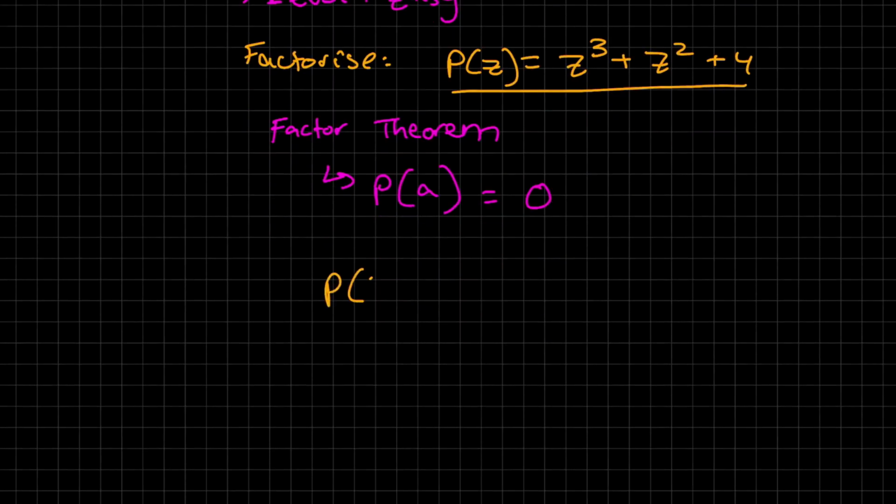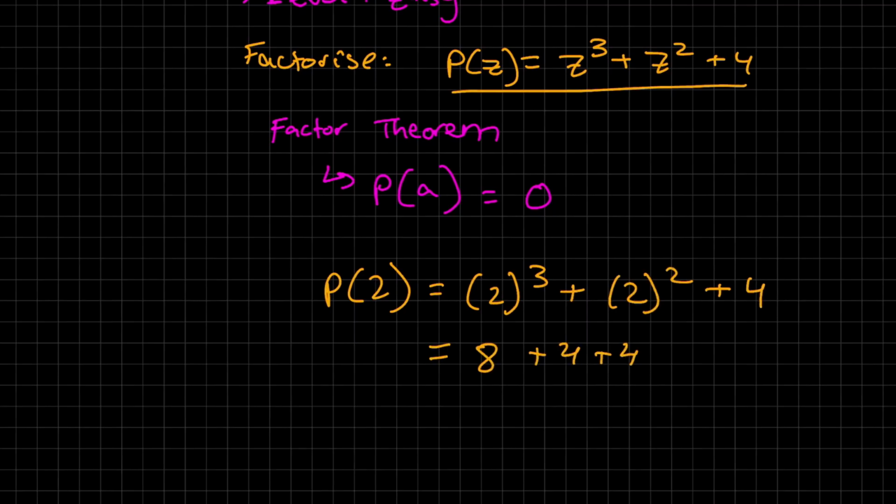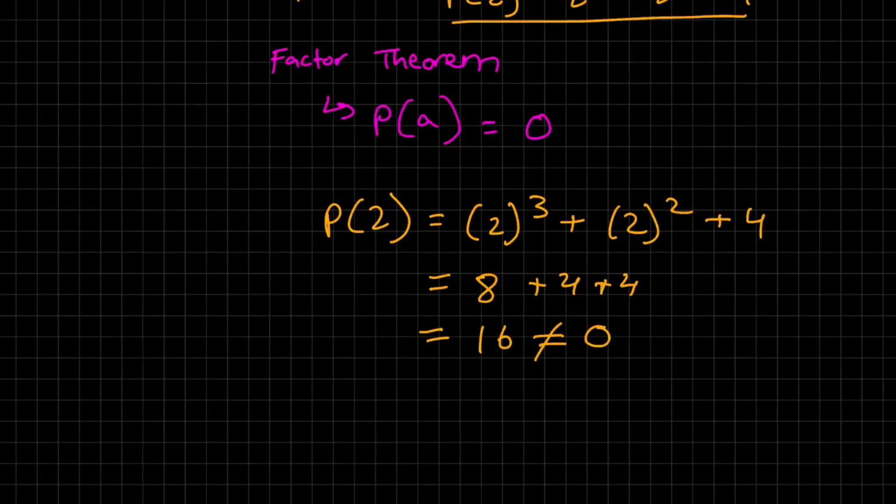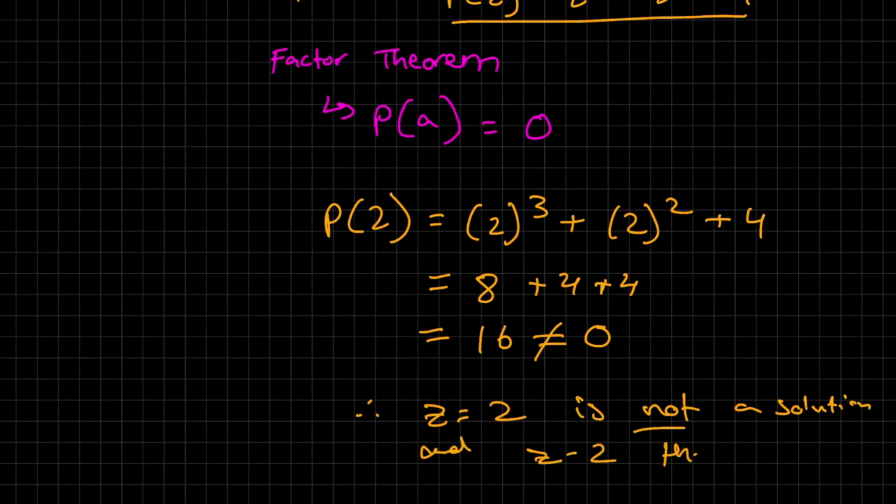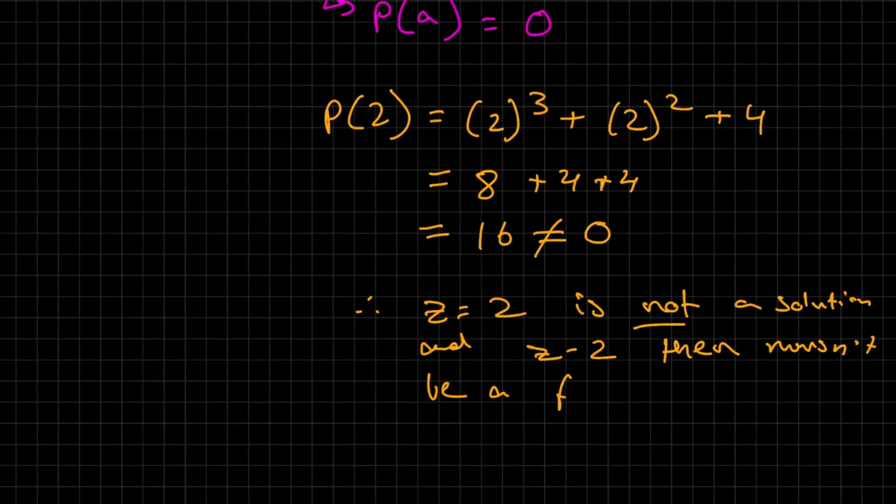Let's try p of 2 as our first substitution. If this equals 0, then we know that z minus 2 would be a factor. Now let's work through this to determine whether it actually equals 0 in the first place. So we will substitute 2 to the power of 3 plus 2 to the power of 2 plus 4, which equals 8 plus 4 plus 4. This equals 16, which is not equal to 0. So we know that z equals 2 is not a solution, and z minus 2 then mustn't be a factor.